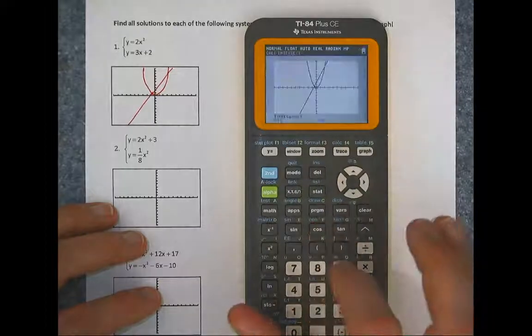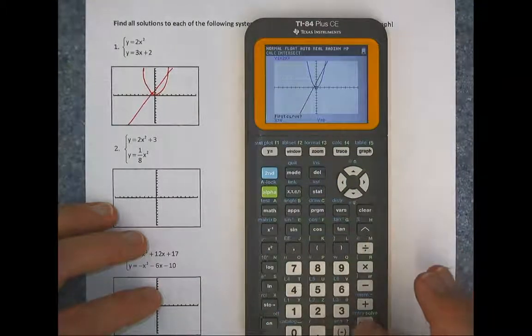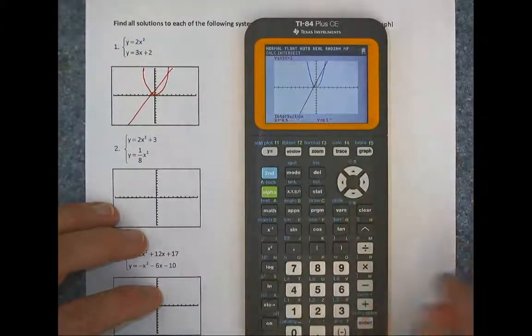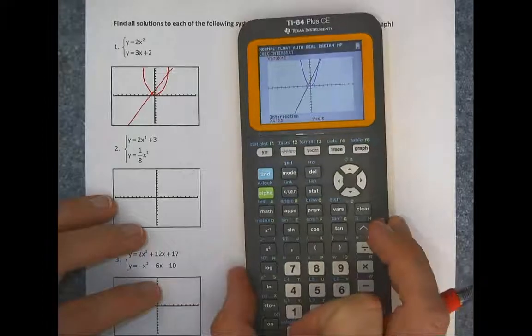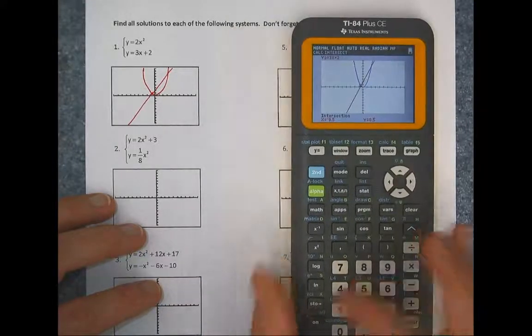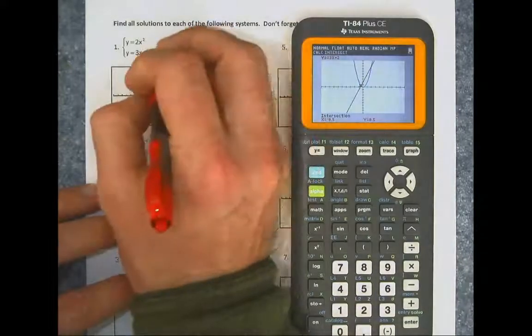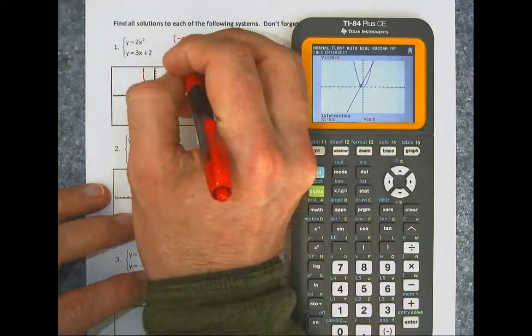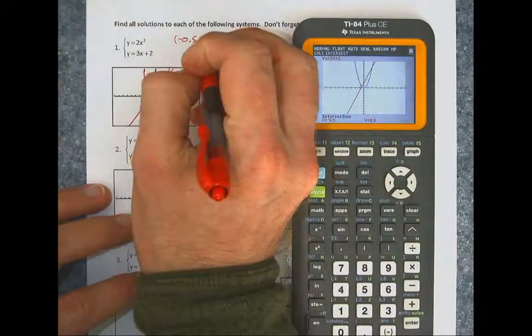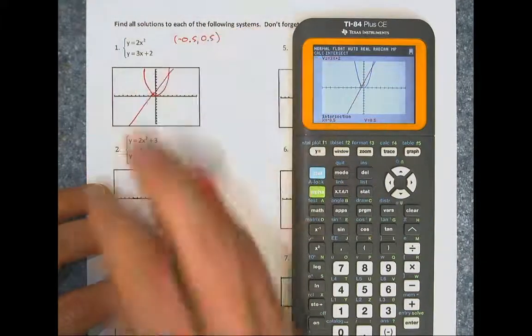Intersect is number 5. First curve, hit enter. Second curve, hit enter. Now, scroll over to where you think that intersection is. Hit enter. And that is not a mistake. You can see that's a perfect decimal. Yes, it's a decimal, but it's a perfect decimal. And so it is negative 0.5 for x and positive 0.5 for y.